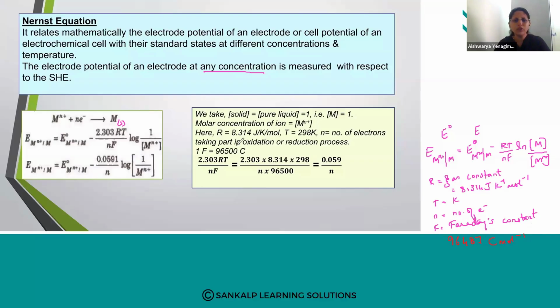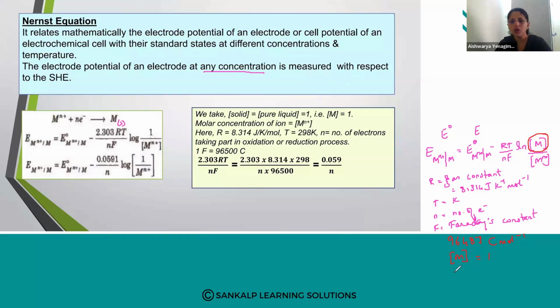Approximately, sometimes to make solving numericals easy, we take it as 96,500 coulombs. Okay, fine. So next is what? Concentration of M. When it is written inside brackets, concentration of M, what does that mean? It means the concentration of solid. And by convention, concentration of solid is always taken as 1. So in this equation, I can write concentration of solid as 1.